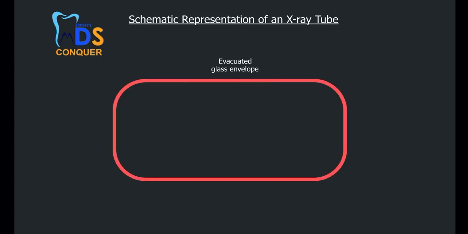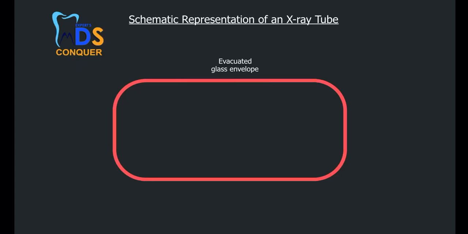As you can see here, there is an evacuated glass envelope. The X-ray tube has an evacuated glass envelope which has a vacuum in it. Why is the vacuum present there? There are two main reasons. The first reason is that it prevents collision of the electrons with the gas molecules. If there is a collision of the electrons with the gas molecules, the speed of the electrons will reduce. So the vacuum prevents the collision in order to maintain the speed of the electrons. That is reason number one.